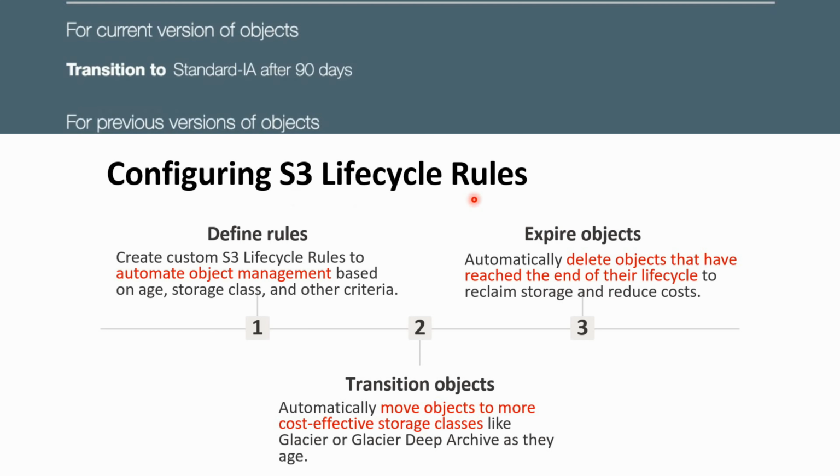Configuring S3 lifecycle rules. First step is define the rules. Create custom S3 lifecycle rules to automate object management based on age, storage class, and other criteria. Second step is transition objects. Automatically move objects to more cost-effective storage classes like Glacier or Glacier Deep Archive Storage as they age. Third step is expire objects. Automatically delete objects that have reached the end of their life cycle to reclaim storage and reduce cost.